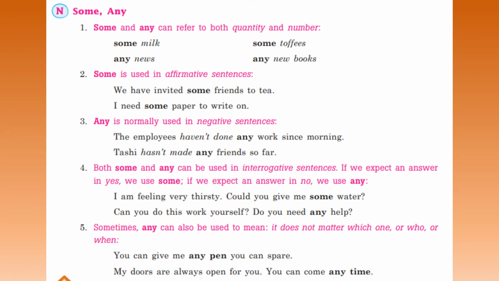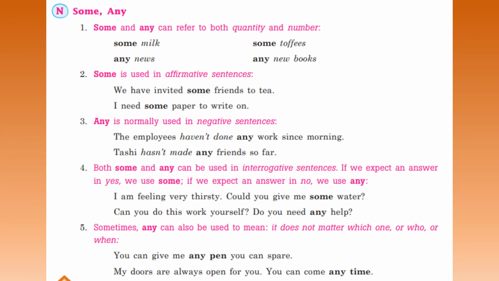Some is used in affirmative sentences. Children, you must be knowing what affirmative is. Affirmative means positive, means there is no use of not. They are known as affirmative, like we have invited some friends to tea. I need some paper to write on. Any is normally used in negative sentences, like the employees haven't done any work since morning. In this sentence, not is used, so it is known as a negative sentence.